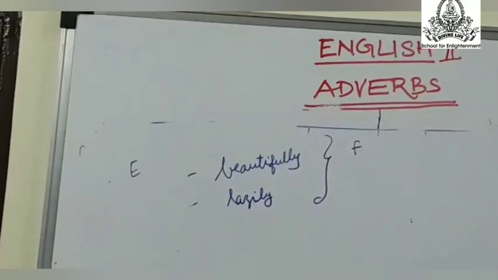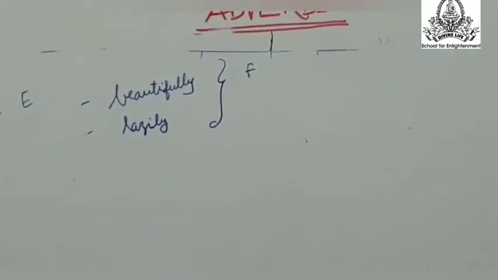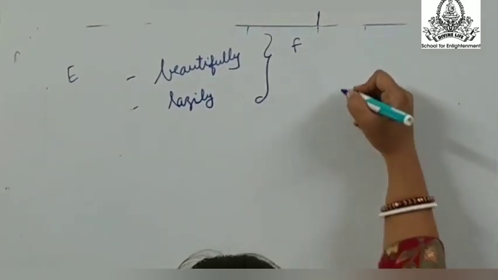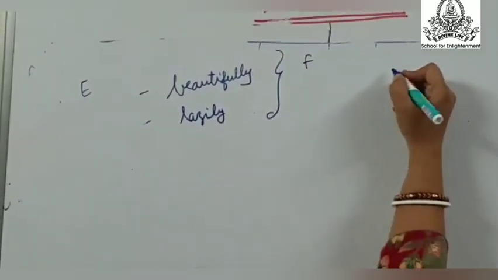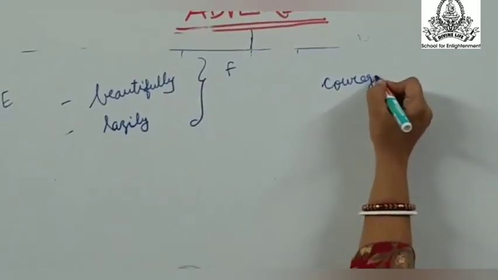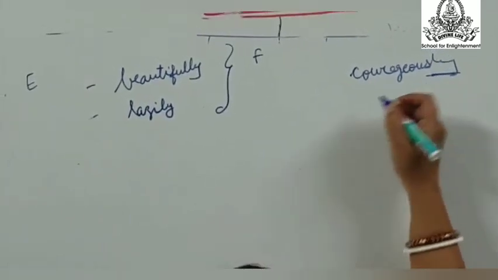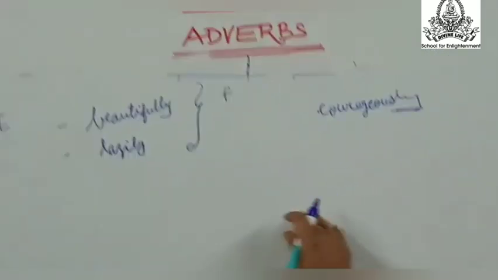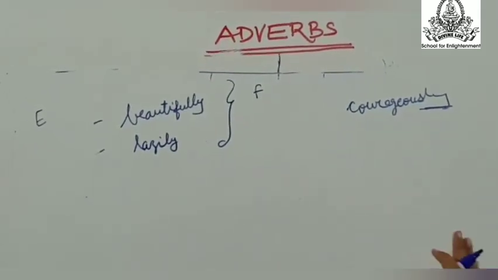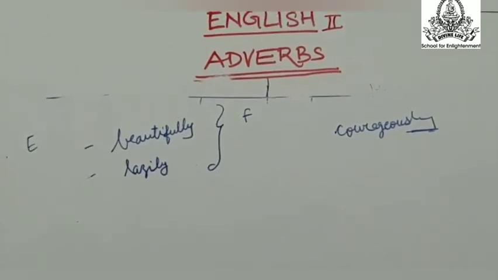Replace the underlined words with a suitable adverb. They fought with courage and won the battle. We are asked to convert with courage to its suitable adverb. So what will the adverb be? The adverb would be courageously. This ly added is our adverb. It is adding to the verb fought. How was the battle fought? The battle was fought courageously.